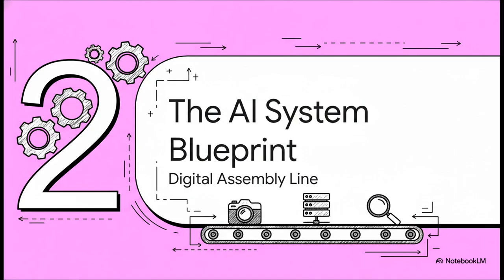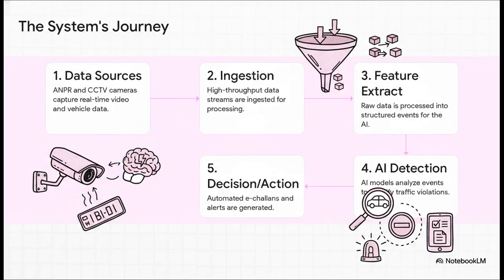Welcome to Section 2, the AI System Blueprint. You can really think of this as the digital assembly line that makes this whole automated enforcement thing even possible. So, if you were the architect designing this, here is the journey the data would take. It's a 5-step process. It all starts with the data sources, the system's eyes on the street. That data then gets streamed and ingested for processing. Then the key features are pulled out. Step 4 is where the magic happens. The AI detects a violation. And finally, a decision is made and an action is taken. It's this beautiful, seamless pipeline, all the way from the camera to the citation.